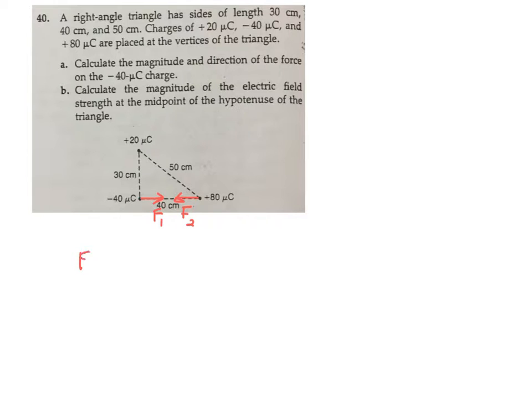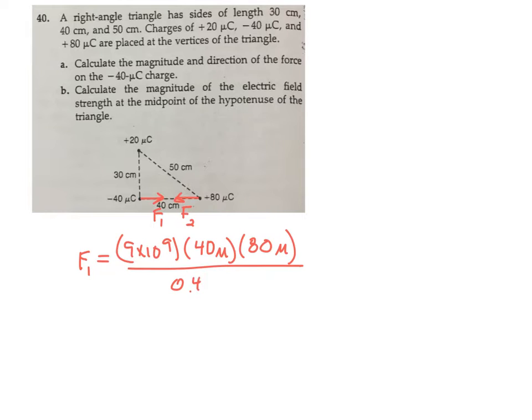You can figure out F sub 1, and that's Coulomb's law. It's K, 9 times 10 to the 9th, times charge number 1, 40 micro, times charge number 2, 80 micro, divided by the distance, 0.40 squared. I'll let you figure out F sub 1. All right, that's a pair. They're both equal, and that's also F sub 2, but I don't really care about F sub 2 at this point. Anyways, now we look at another pair.